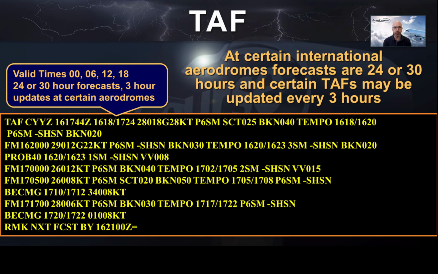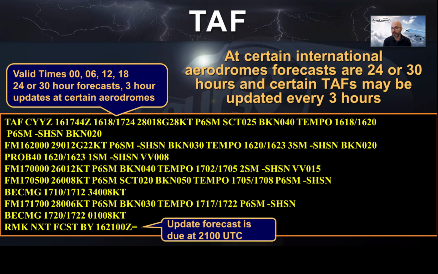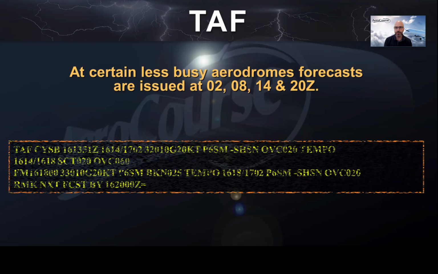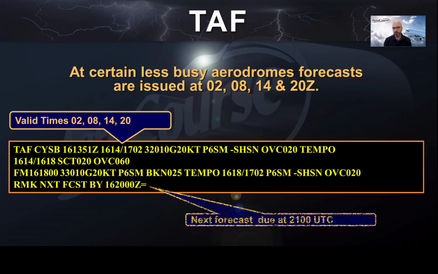So this one here is for Toronto Airport, and it has a 30-hour forecast, 18 until 24 the next day. And at these airports that have the longer TAFs, they actually end up updating them far more often. This one's coming out within the next 3 hours, there's going to be another 30-hour TAF. So not only are they longer coverage periods, but they're also updated more frequently. Less busy airports get updated less often. So this one here is a 12-hour TAF.